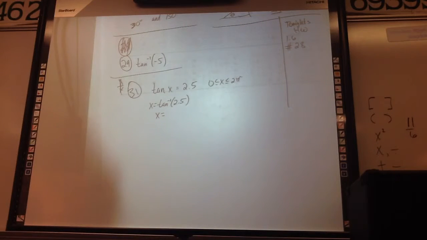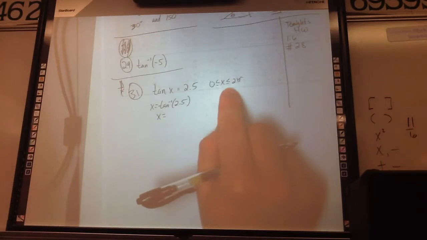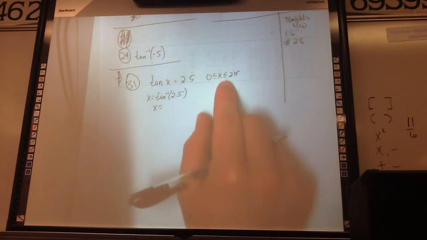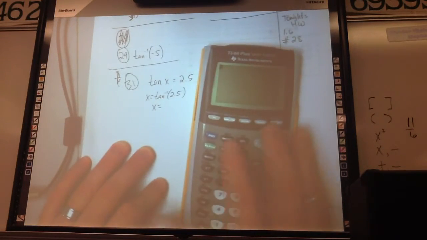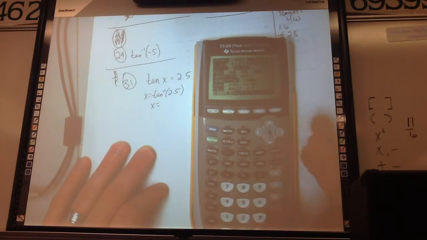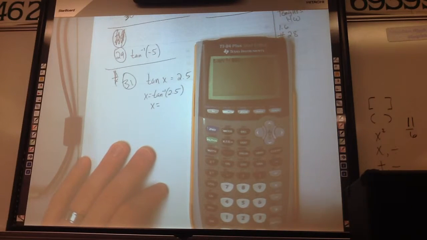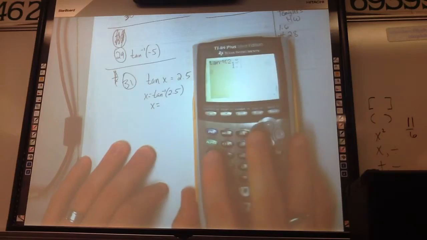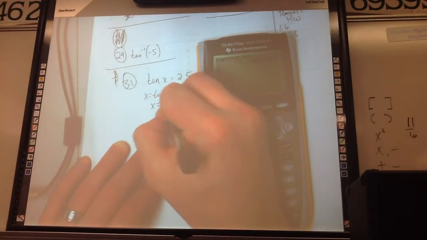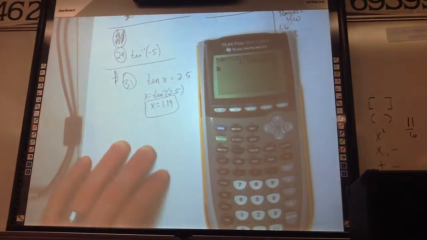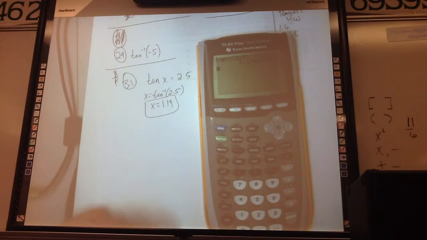I don't like this whole changing it to radians. It just says solve the equation. It doesn't say radians or degrees. I'm assuming since they wrote it like that, that x has to be between 0 and 2 pi, that you're going to write your answer in radians. So the inverse tangent of 2.5 is 1.19 radians. That's it. That was freaking easy.